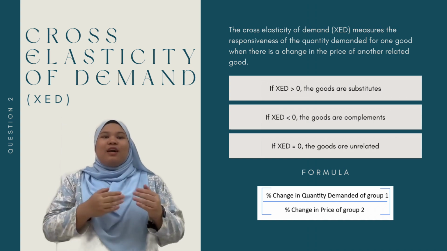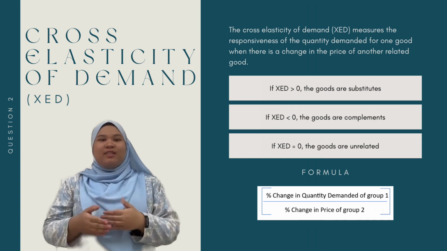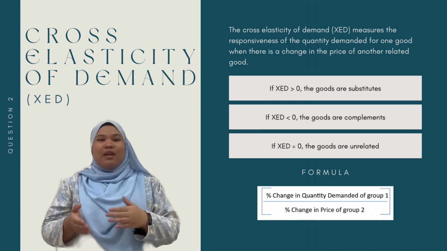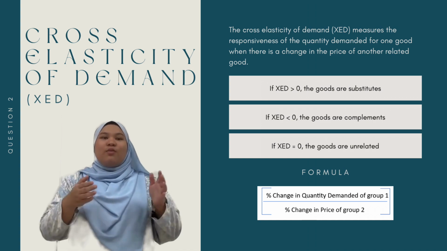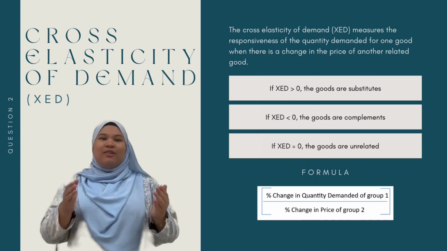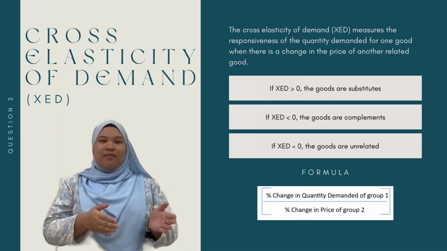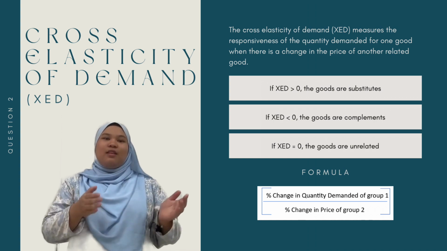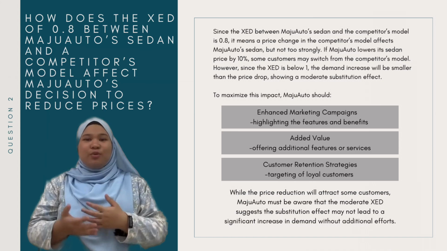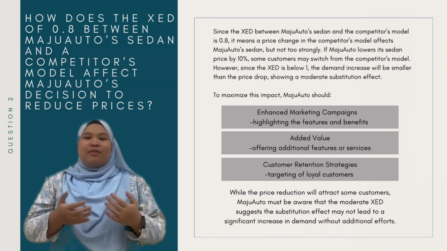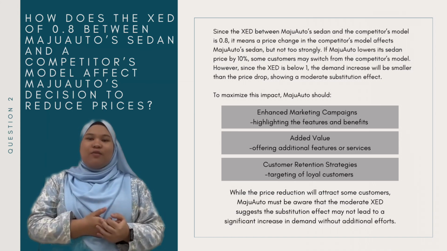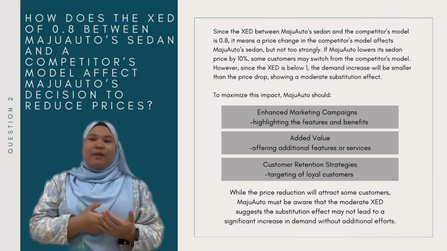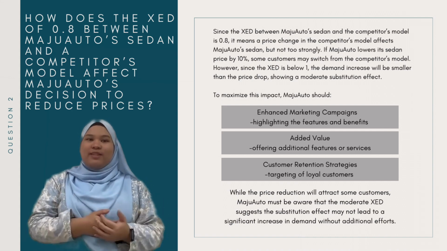If both goods are substitutes for each other, the cross-price elasticity will be positive. If both goods are complementary, then the cross elasticity is negative, and if both are not related, the cross elasticity will be 0. For question 2b, how does the XED of 0.8 between Maju Auto Sedan and a competitor model affect Maju Auto's decision to reduce price?